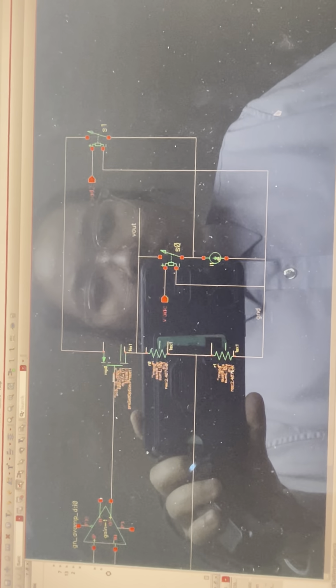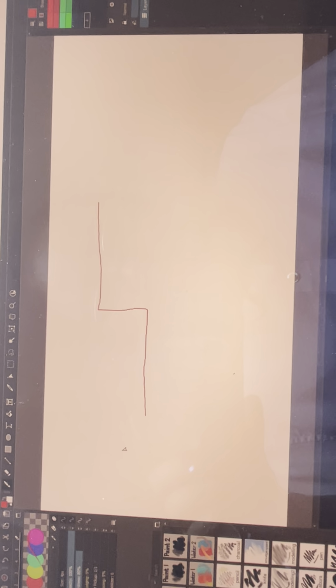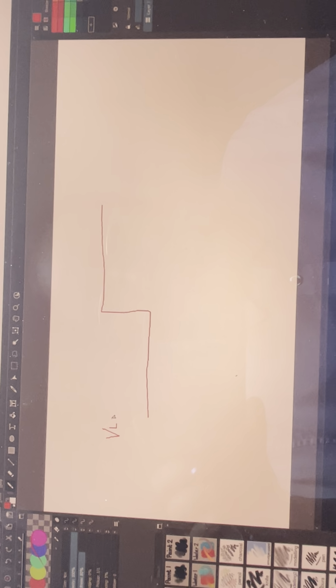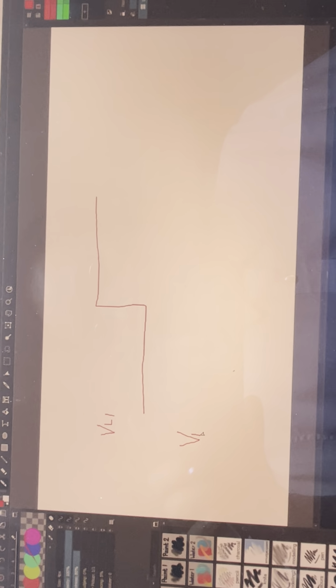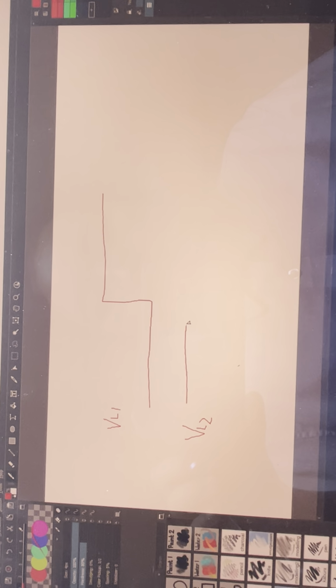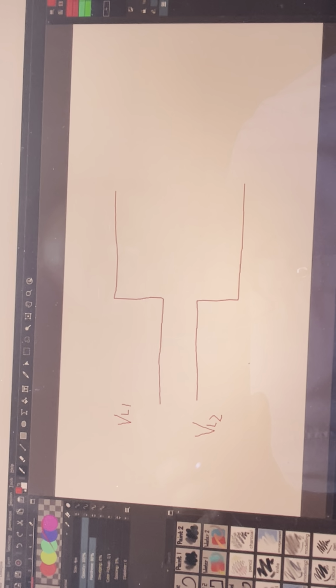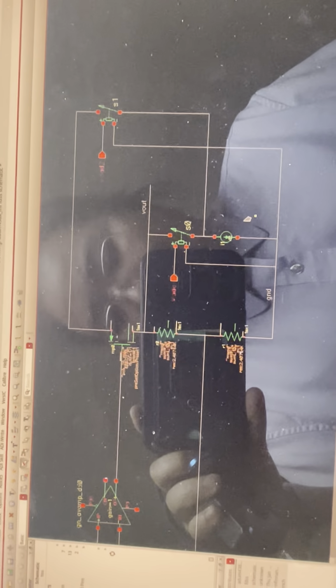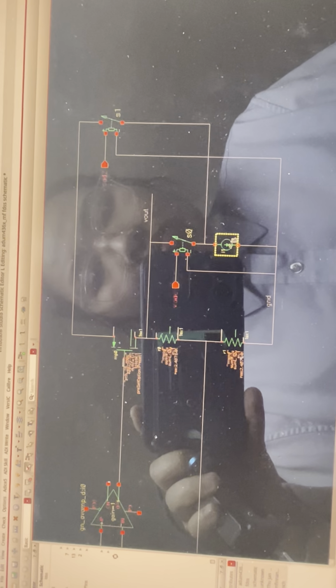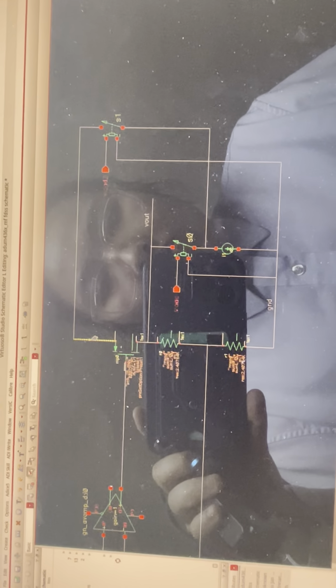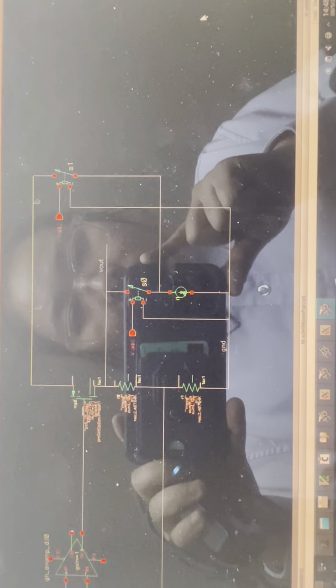If I show you what I mean by that: if your V load 1 looks like this, so if this is the VL1, the VL2 then should look something like that. Do you know what I mean? Yeah. What that means is that when this is connected, the PMOS here will have to provide the current. It'll have to flow down through here. And when this is disconnected, the current will just come from VDD.